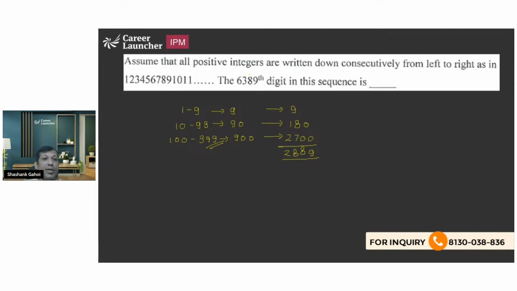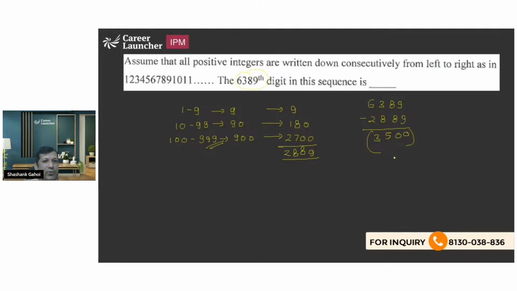But the question needs me to go up to here. Now after 999, any number I write will be 4 digits. So how many more digits do I need to write? I am going to do 6389 minus 2889. So what will come from here? We are going to get 0, 0, this is going to be 5, this is going to be 3. So I need to write 3500 more digits, and every number contains 4 digits.